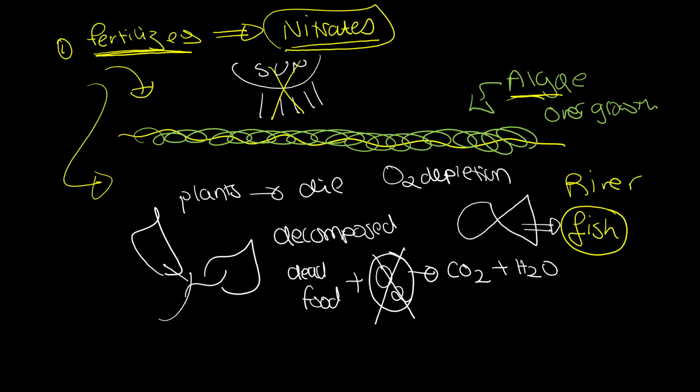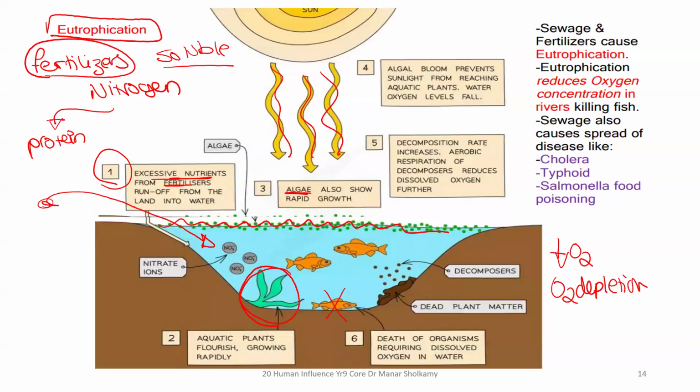Plants will die first. They will be decomposed. As they are decomposed, this is going to reduce the oxygen concentration levels. And this is going to further kill the fish. So with time, there will be no life inside this river. And it's going to change into a green, slimy meadow that is filled with algae. Of course, this is one of the worst forms of pollution. And this is called eutrophication.